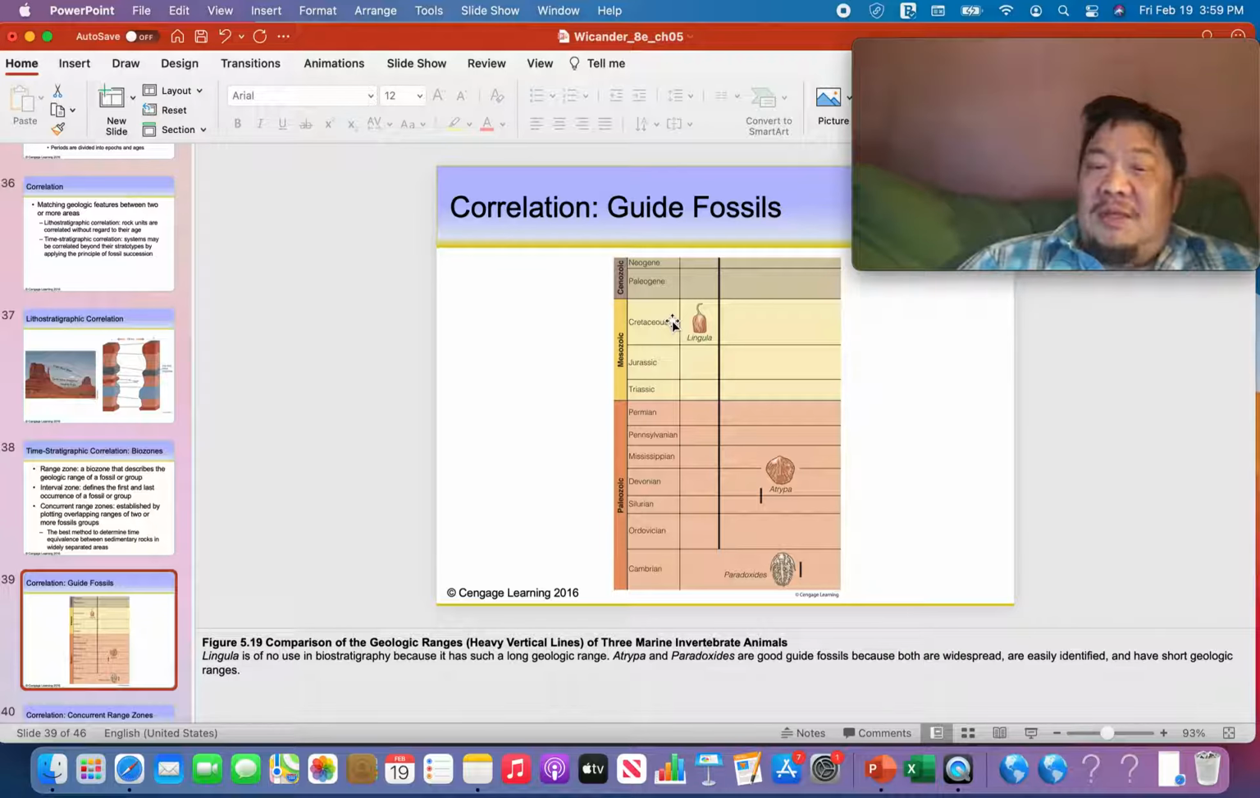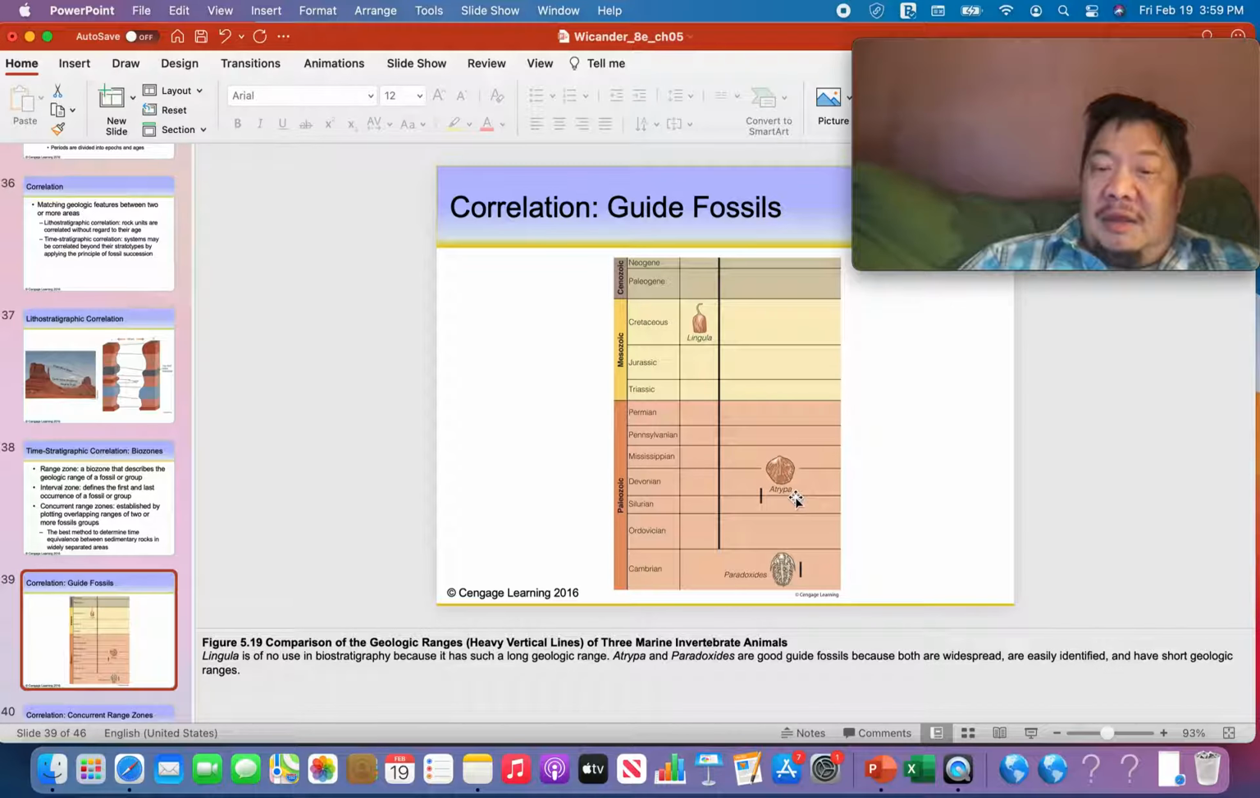Why? Because if you find Lingula in a sandstone, for example, can you tell how old that sandstone is? No. It could be 480 million years old. It could have formed yesterday. It could have formed 430 million years ago. It could have formed 280 million years ago. So Lingula lived for too long a period of time to be useful as an index fossil.